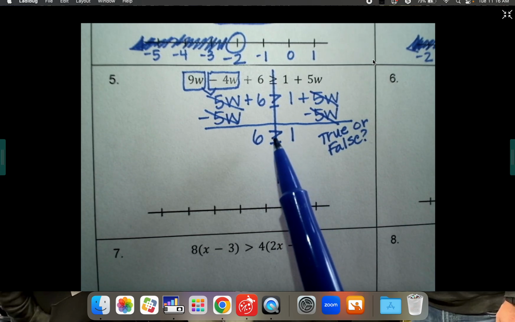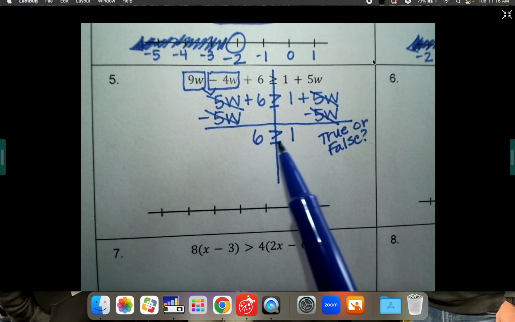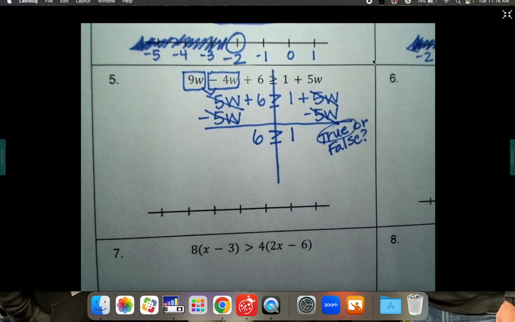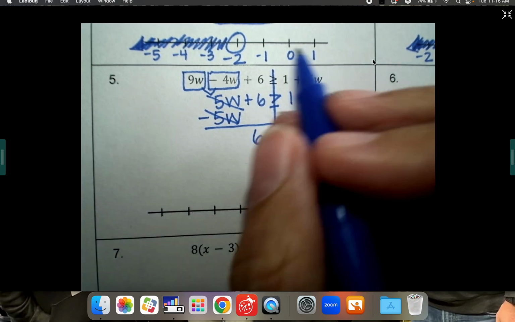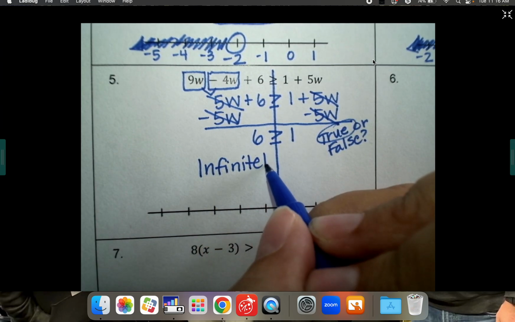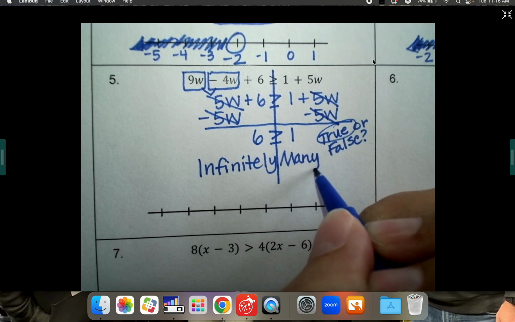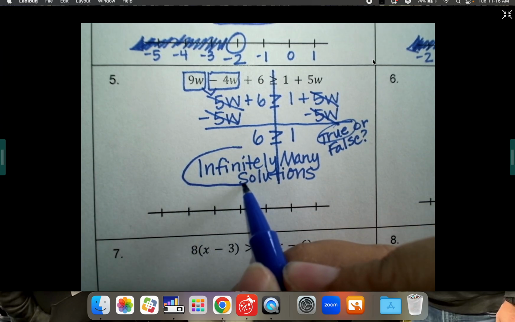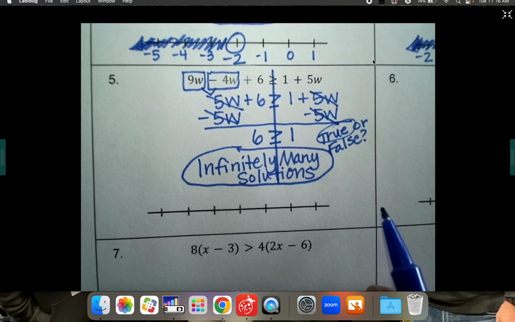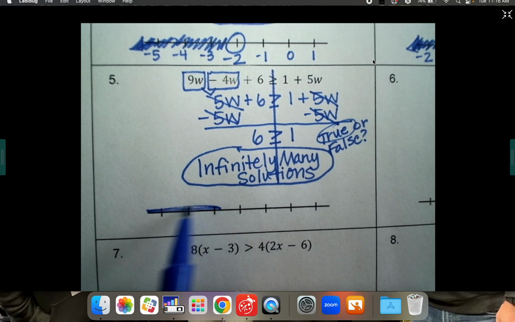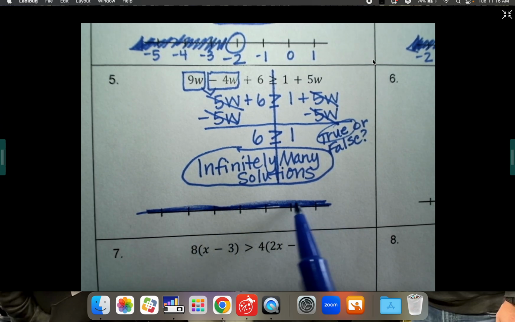So 6 is greater than 1. If I have $6 in my lunch account and you have 1, 6 is greater. So this is true. If it is a true statement, that means this inequality has infinitely many solutions. Infinitely many solutions. And I'm okay if you write IMS, but let's take a look at what that means on this graph. If we're supposed to represent all the answers in infinity, then you're just going to go ahead and darken in the entire number line.